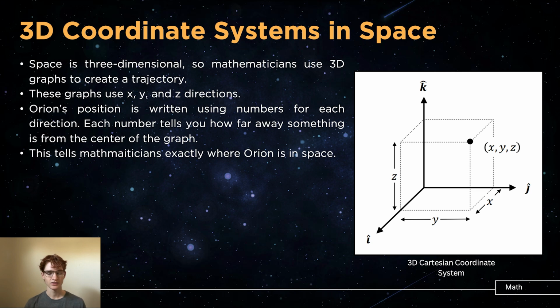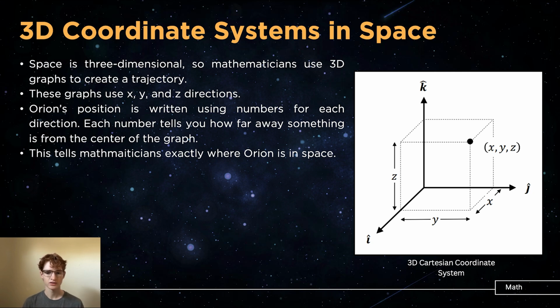Space isn't flat, it's three-dimensional. This means mathematicians can't use a simple map like we do on Earth. Instead, they have to use 3D graphs with three directions: x, y, and z. These directions represent left and right, forward and backwards, and up and down. Orion's position in space is written using these three numbers, one for each direction. Each number tells mathematicians how far Orion is from the center of the graph.